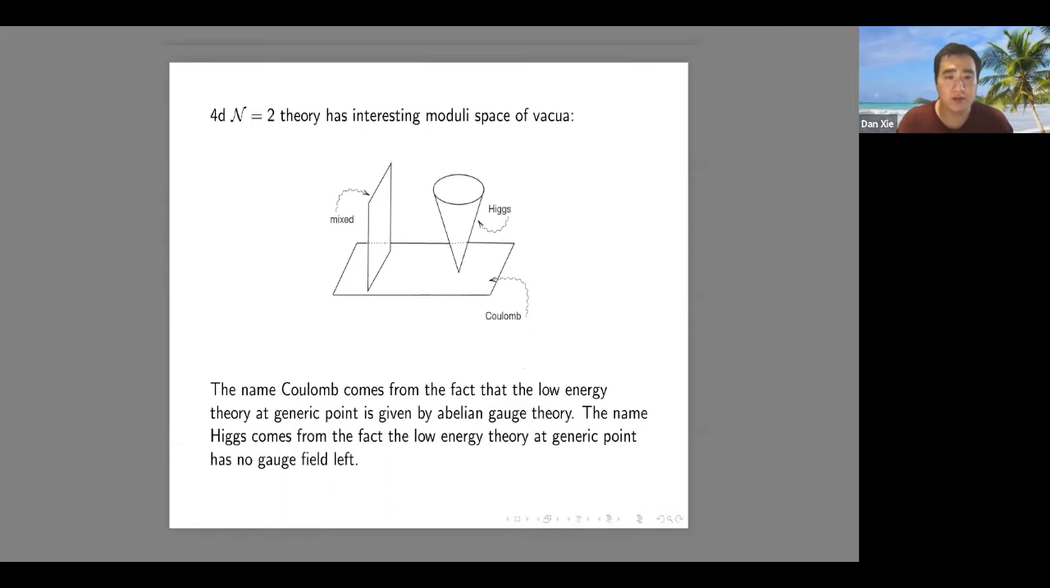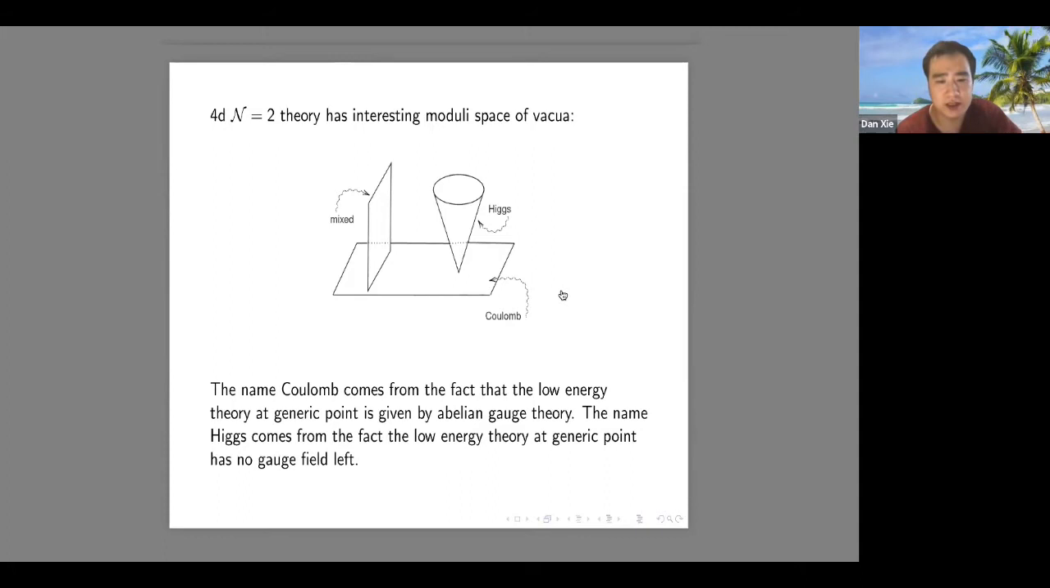And for the n=2 theory, it has an interesting moduli space of vacua. So for this class of theory, for four-dimensional n=2 theory, it has a Coulomb branch, and also sometimes it has a Higgs branch, and we might also have a mixed branch, which is a direct product of a Higgs component and a Coulomb component. So this is the structure of the moduli space of vacua of a generic four-dimensional n=2 theory.